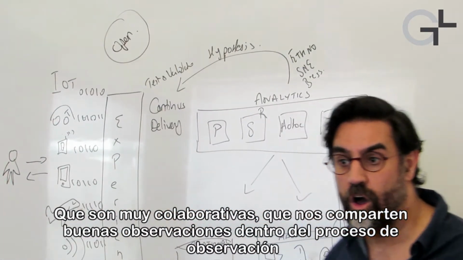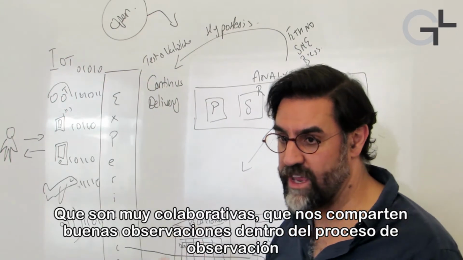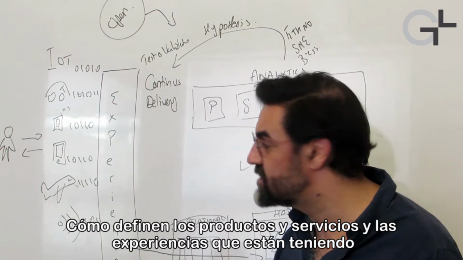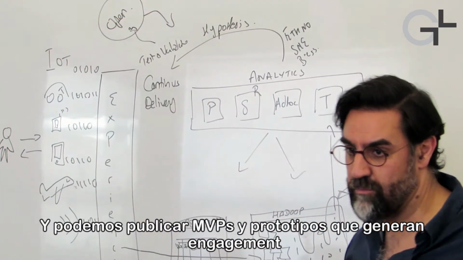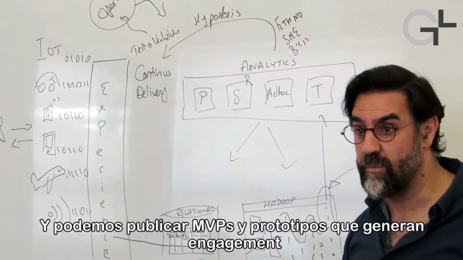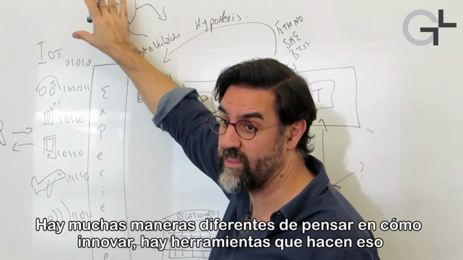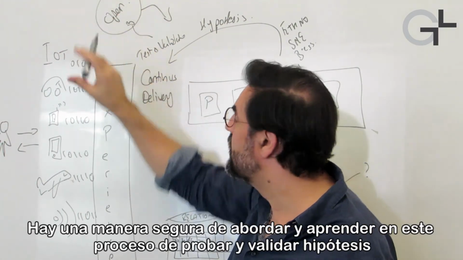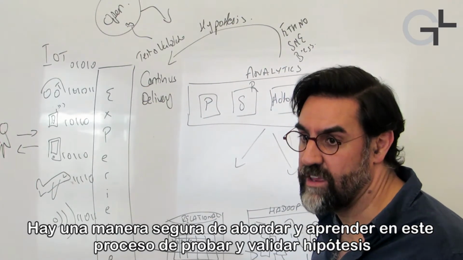Who are maybe very collaborative. They may be sharing great insight with us as part of the insight process as to how they find products and services and experiences they're having, and we can publish MVPs and prototypes to them and engage them. And there's many different ways of thinking about open innovation and many different tools for doing that, but it's a very safe way of engaging and learning in this process of test and validate.